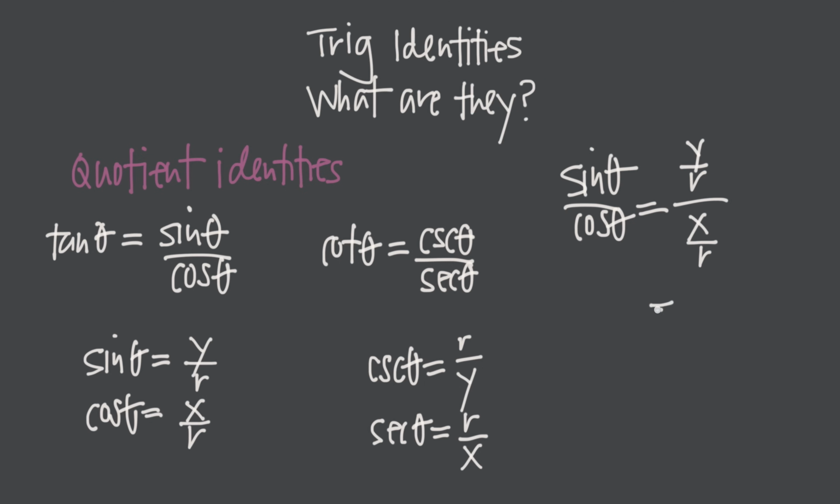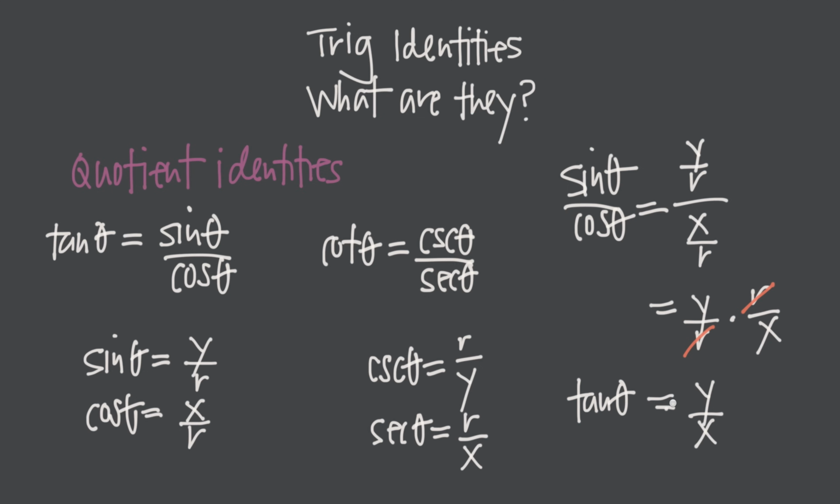Well, if we wanted to simplify this, instead of dividing by x over r, we would multiply by the reciprocal, r over x. So we would have y over r multiplied by r over x. And here we would get the r's to cancel from the numerator and denominator, leaving us with just y over x.